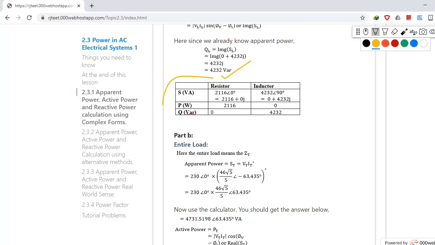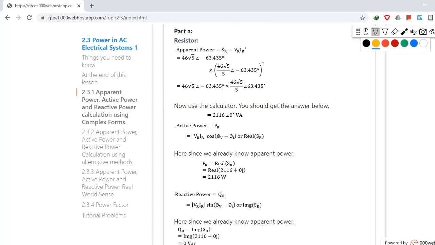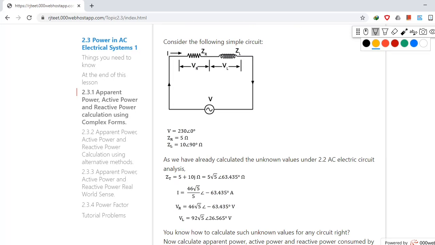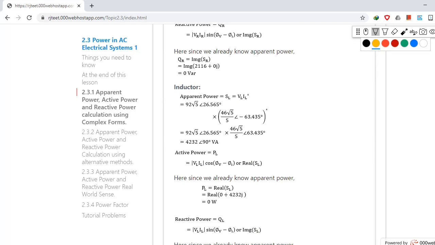In summary, these are the values you would get for the resistor and inductor. The individual apparent, active, and reactive power components are like this. Now let me go to the second part. In the second part, you have to consider this entire load as a single unit and then calculate the apparent, active, and reactive power components. That's what we are going to do next.